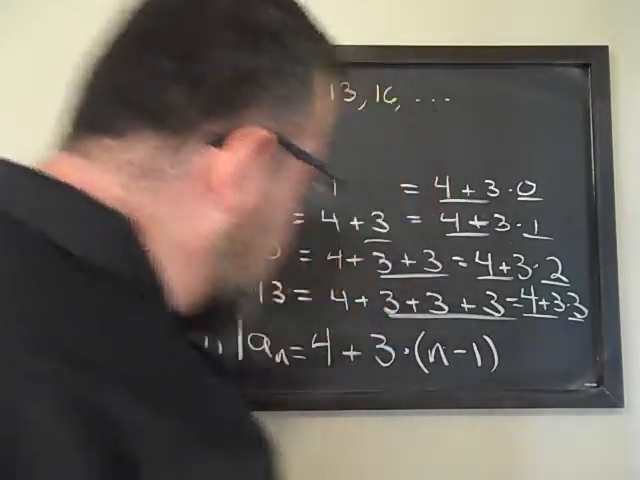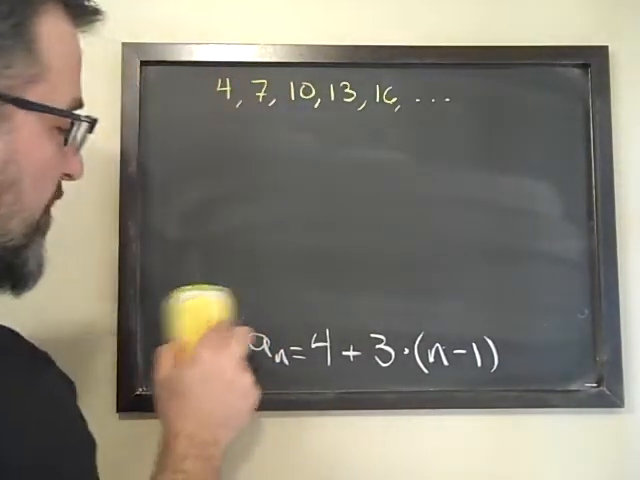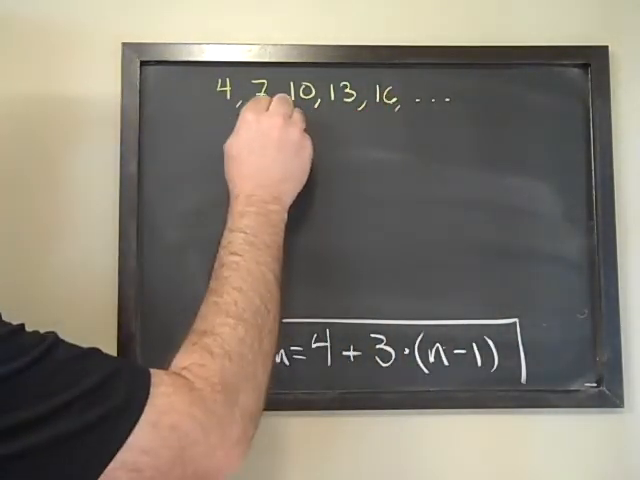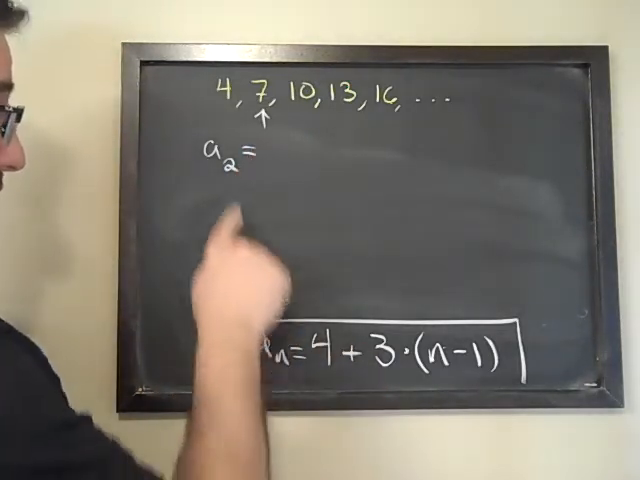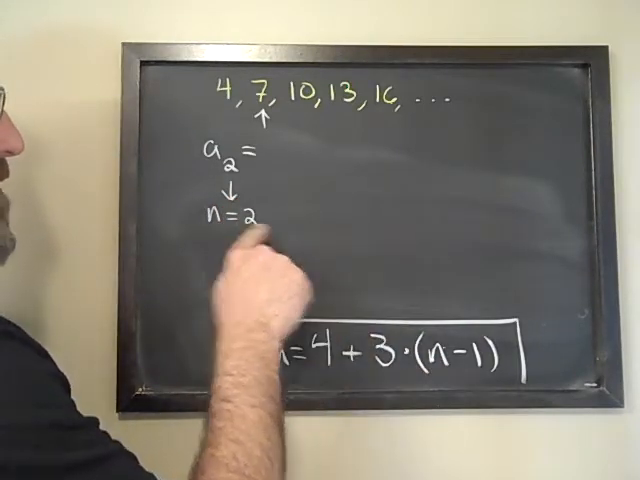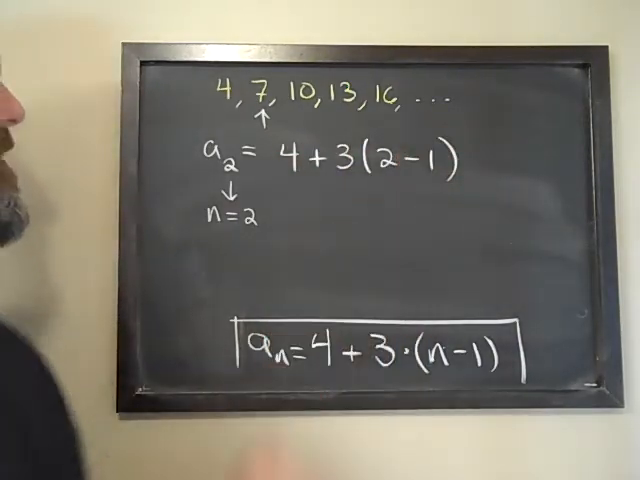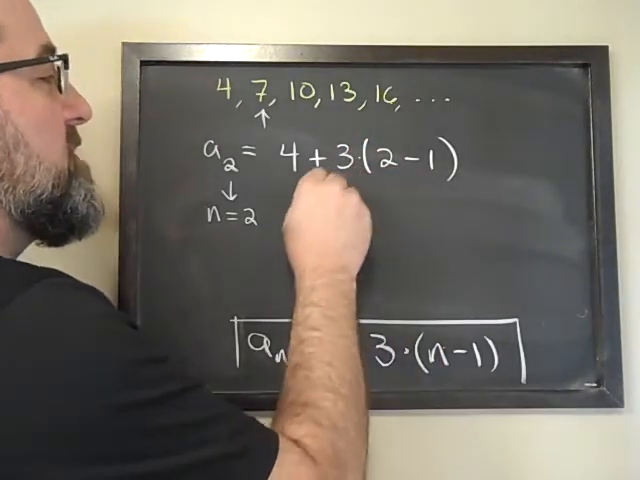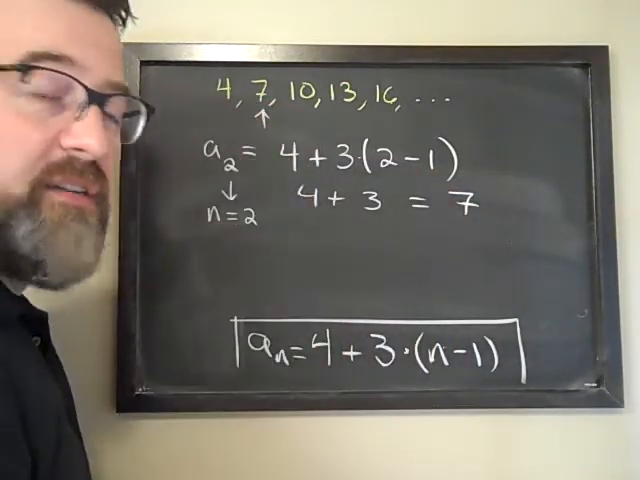Now watch, let's put that to use. I'm going to get rid of this table, and I want you to see that this formula that we just wrote produces all of these terms. So if I want to see, does it work for the second term? That means I'm finding a sub 2. So that 2 tells us n is 2. So in for n, we are going to put 2. So we will have 4 plus 3 times 2 minus 1. Let's do the math. 2 minus 1 is 1. 3 times 1 is 3. So we get 4 plus 3, which is 7. A sub 2 is 7. Doesn't that say the second term is 7?